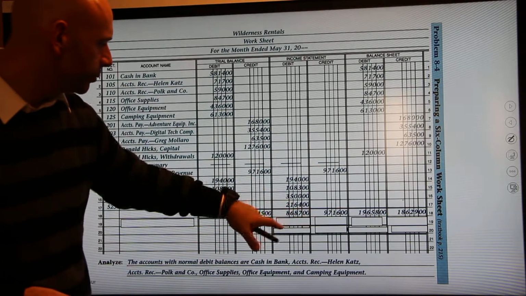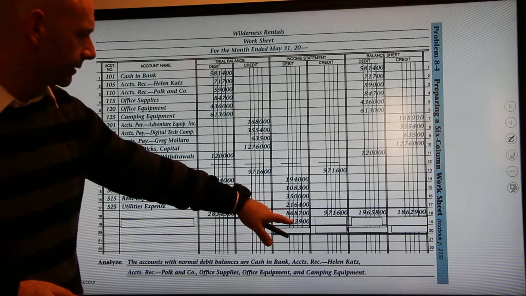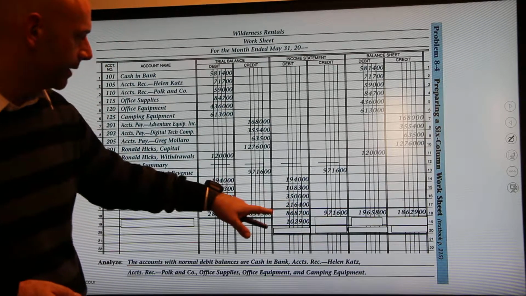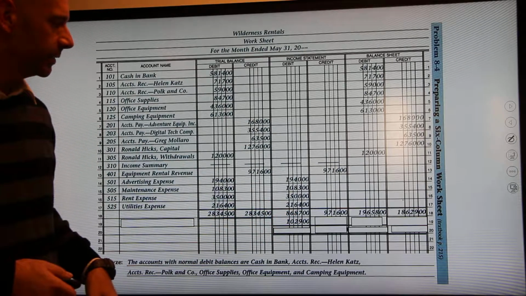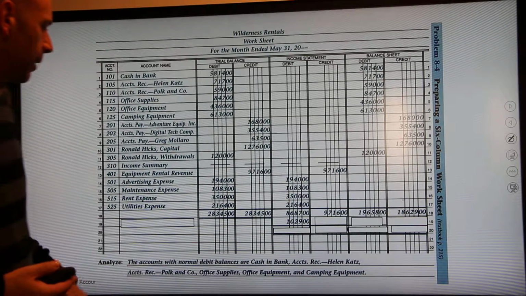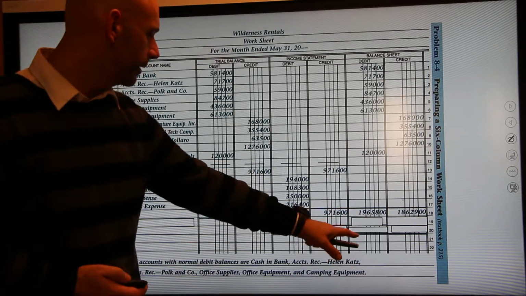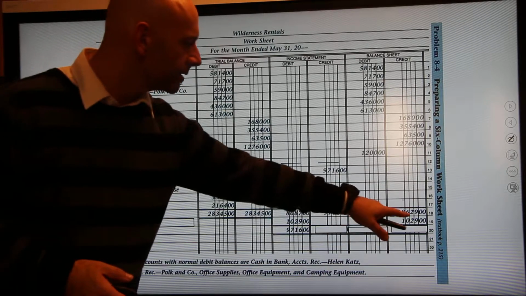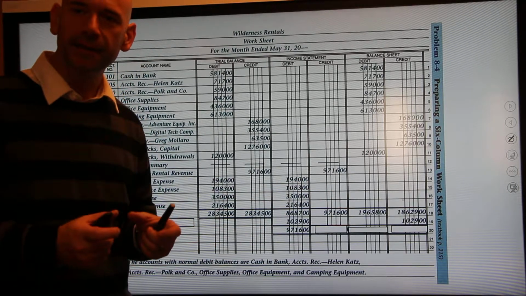So let's see. When we find the difference between these two, we come up with $1,029. Our credits are higher. We have 9,716 in credits, or revenue, and 8,687 for the total of our debits. So in this case, we actually had a net income because our revenue is higher. If we look over here, we're going to see the same difference. We ended up with 1,029. So we know that we're in balance, that these equal each other, because the difference was the same.